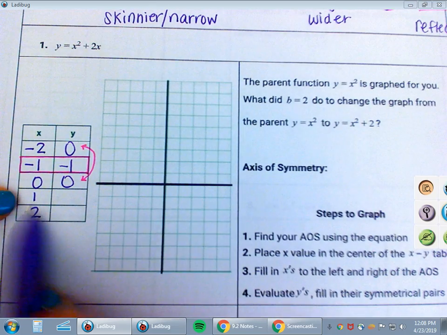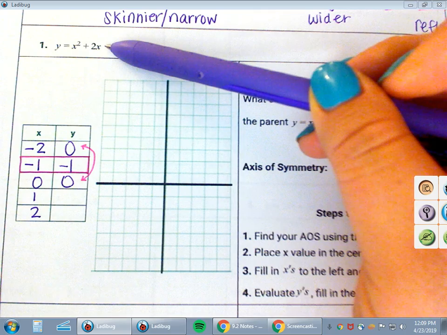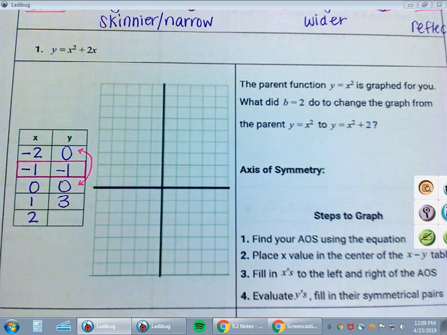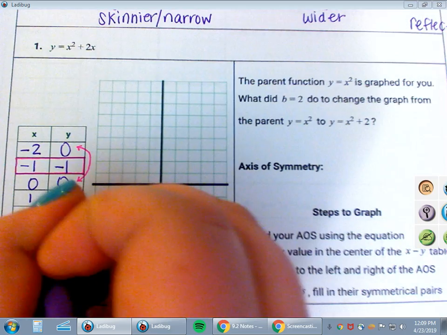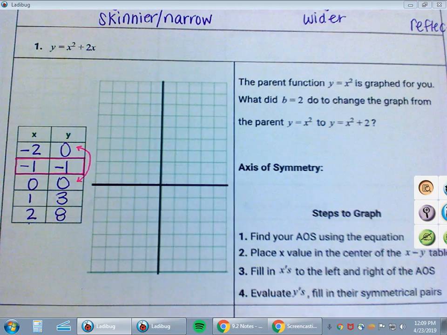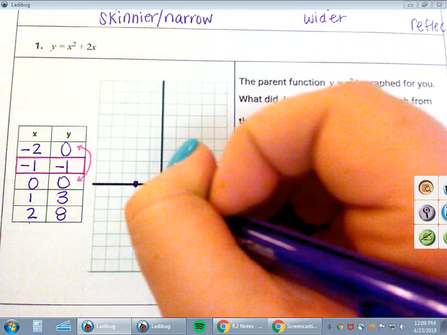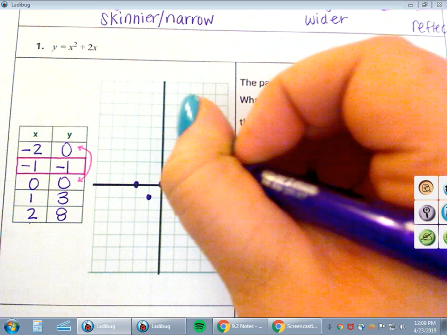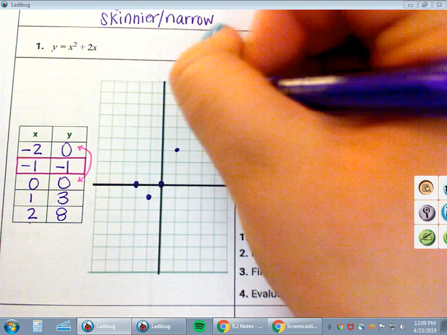If I plug in a 1, I'd have 1 squared, which is 1, plus 2 times 1. So that's 1 plus 2 is 3. And if I plugged in a 2, I would have had 2 squared, which is 4, plus 2 times 2. So 4 plus 4 is 8. So let's plot the points we have. -2, 0. -1, -1. 0, 0. 1, 3. And 2, 8.